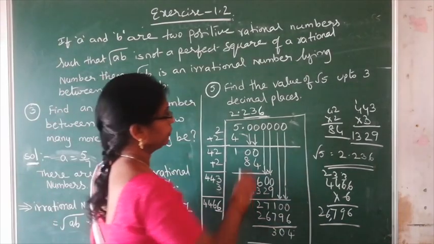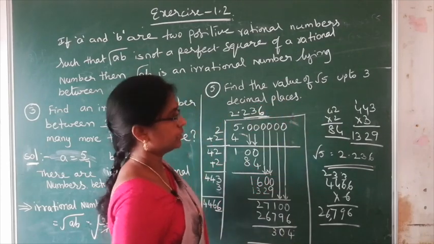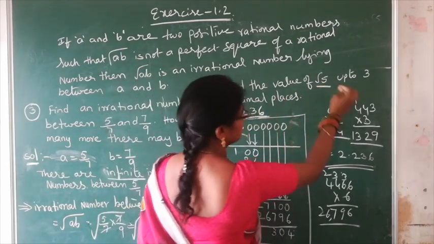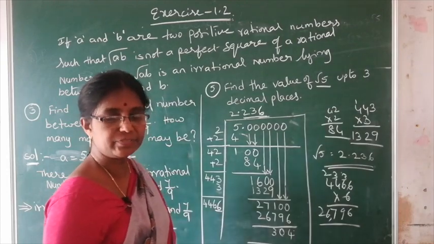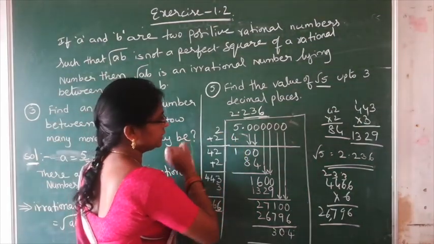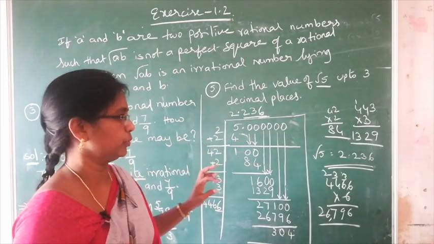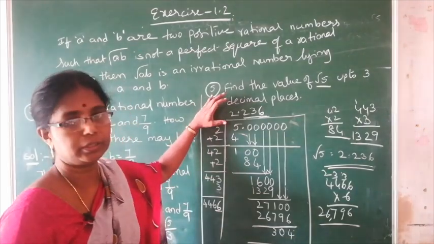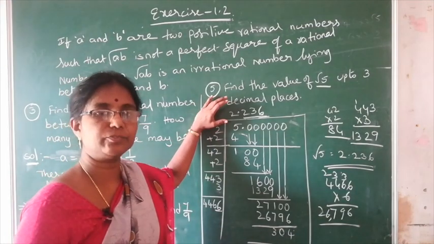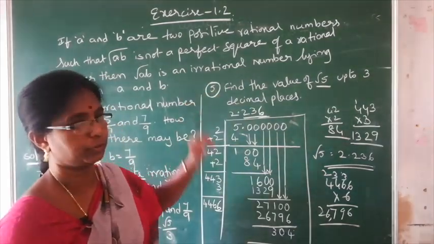Now, fifth problem: find the value of root 5 up to 3 decimal places. Because here root 5 is not a perfect square number, we will get it in decimal form. We already learnt in 8th class how to do square roots and cube roots. For that, what is the table? 2 2s are 4, 3 3s are 9, 4 4s are 16, 5 5s are 25, 6 6s are 36. Like that you have to take.